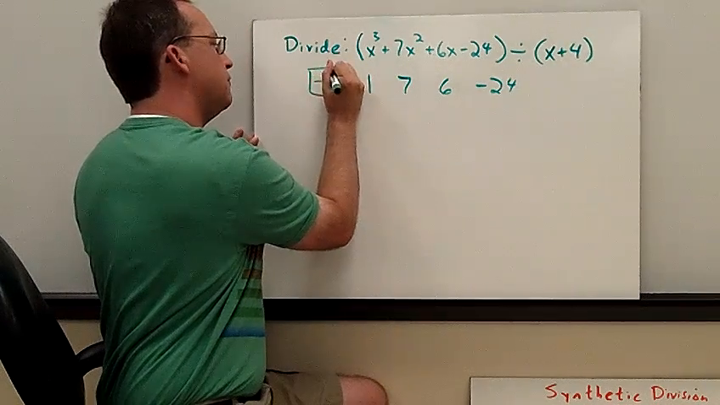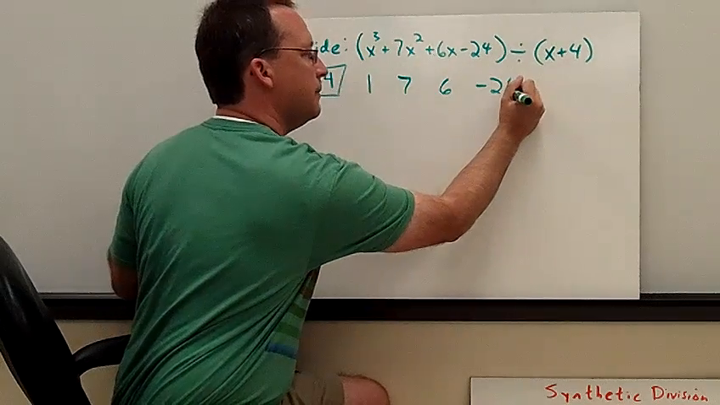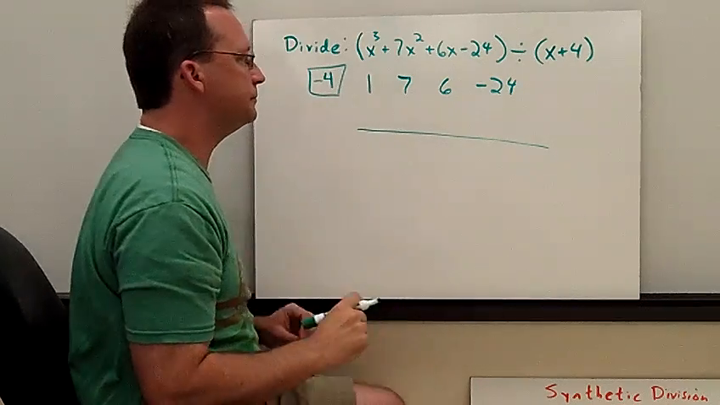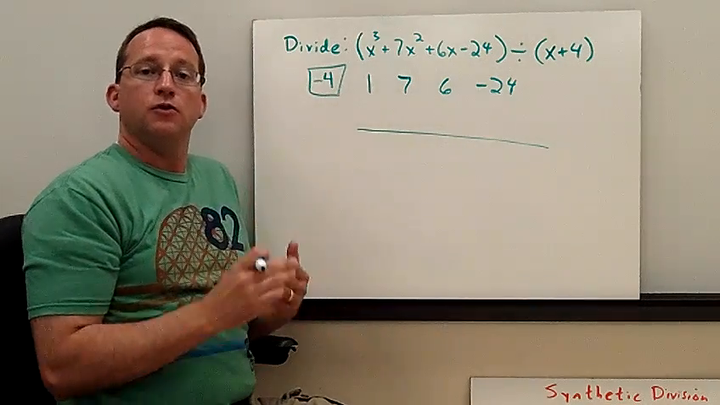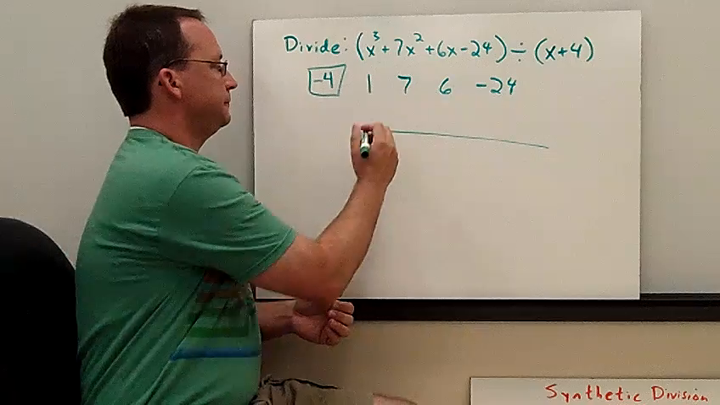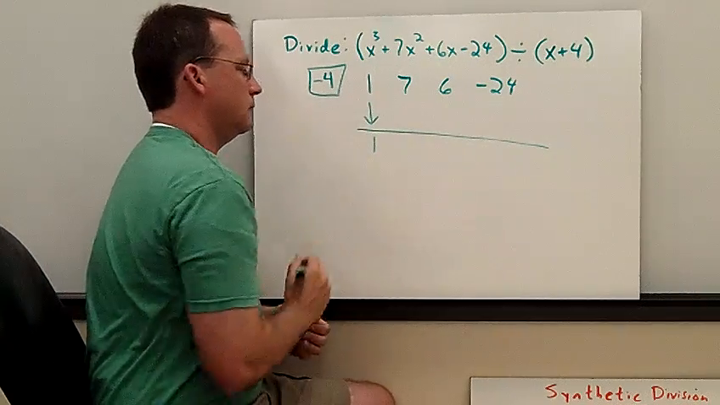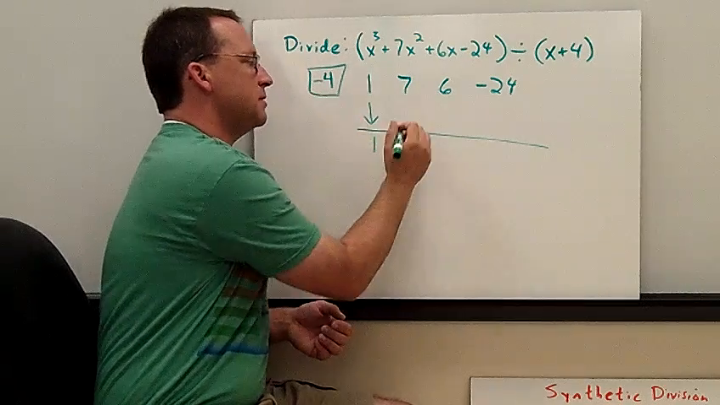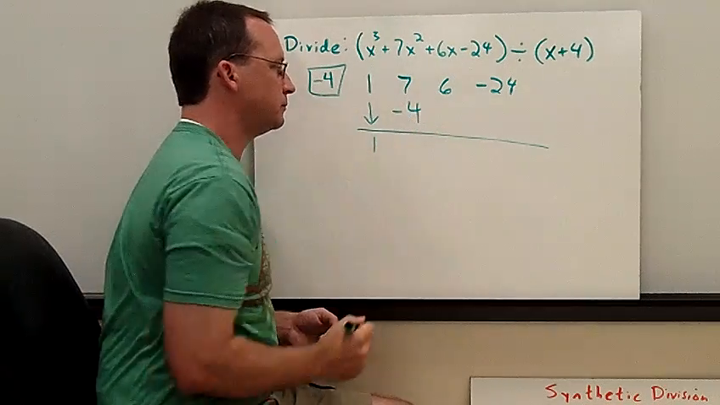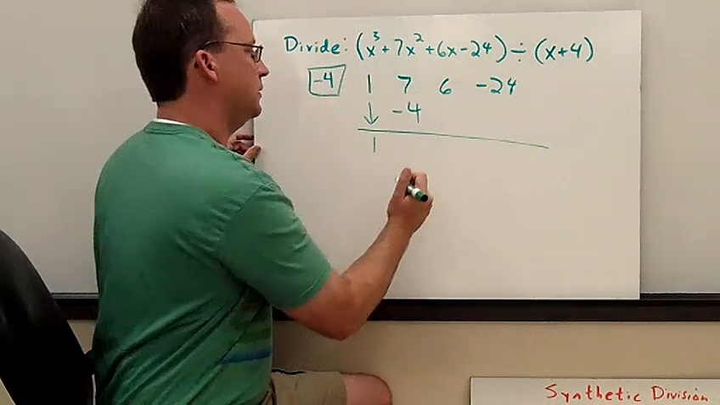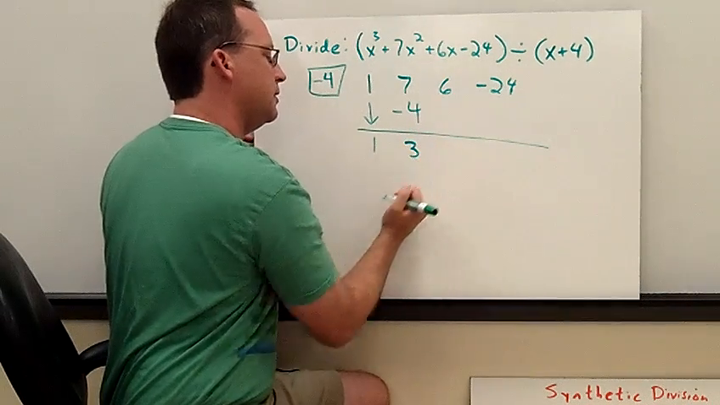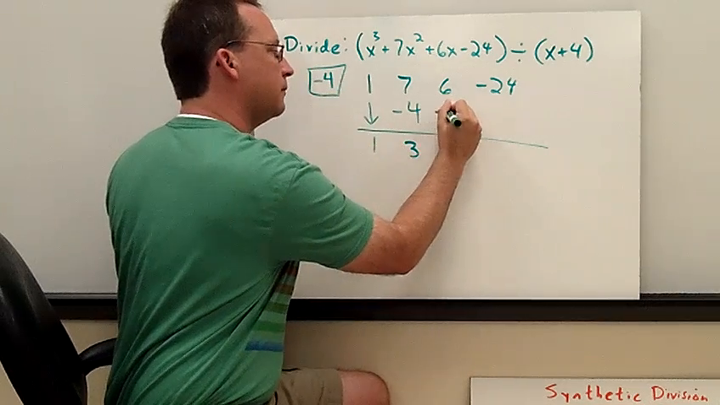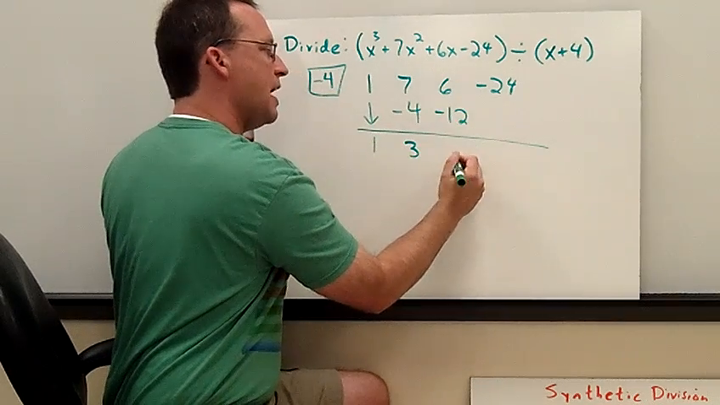Remember, the opposite of this number goes into a box over here. So now we're putting a -4 in the box. Okay? Blank line, blank line. Okay? Drop that first coefficient down. Multiply that number by what's in the box. 1 times a -4. Add down. 7 plus a -4 is 3. Repeat. 3 times a -4. And then we add.